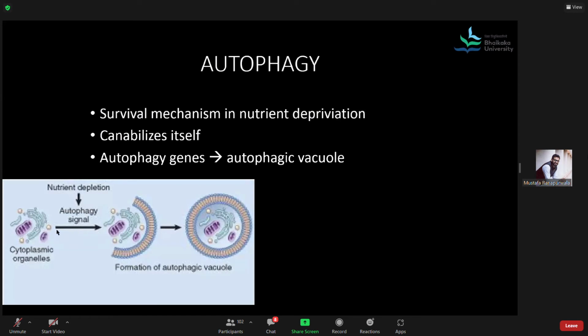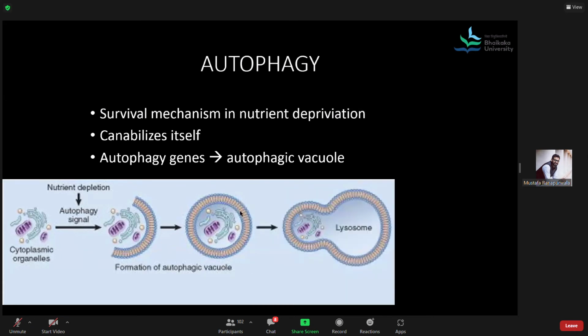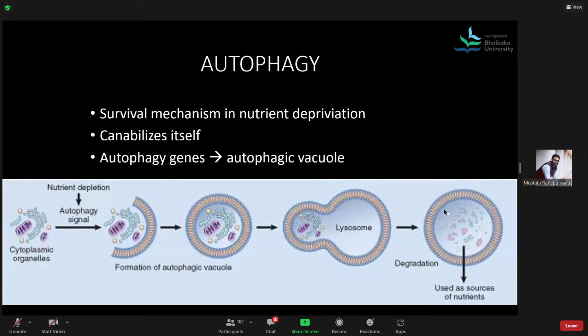So we've got the cytoplasmic organelles. When there is nutrient depletion or there are negative growth signals, the autophagy signal gets activated, which causes the formation of the autophagic vacuole within that particular cell. It encompasses all the non-essential organelles for that cell. Once the autophagic vacuole is formed, the lysosomes fuse with it and help in digestion of that particular organelle, right?